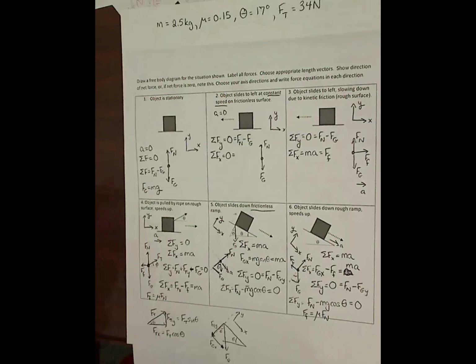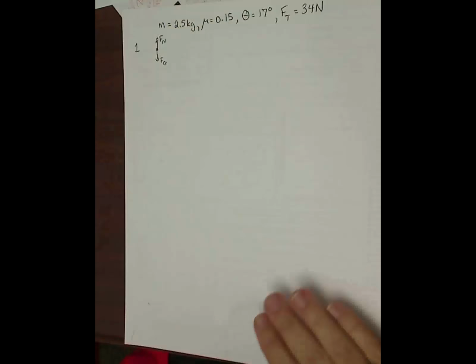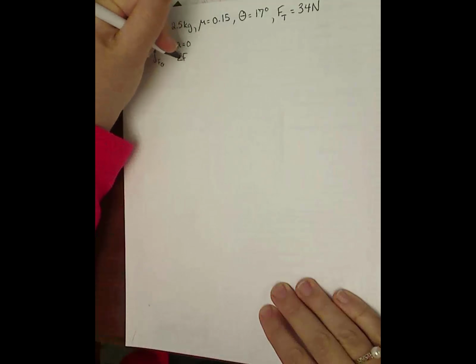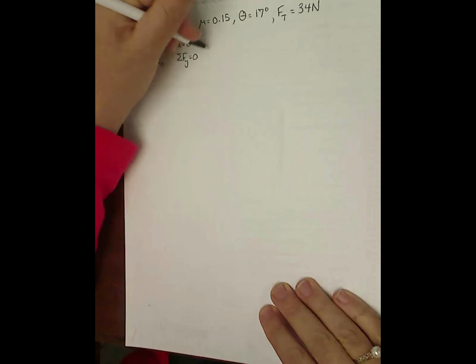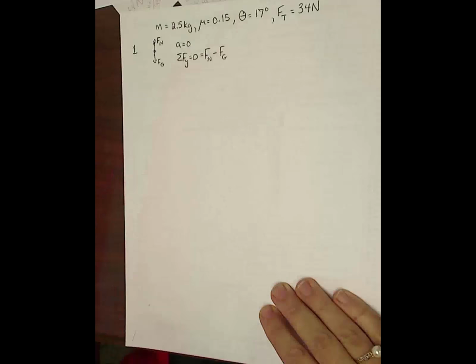So situation 1, remember, is the object is just sitting on a stationary plane. We've got normal force up, gravitational force down, and the acceleration is 0. So for situation 1, I'll redraw what I had. Normal force up, gravity down. The acceleration was 0, and our equation was that the total force in the y direction was normal force up minus gravitational force down, and that adds up to 0 because it's stationary.